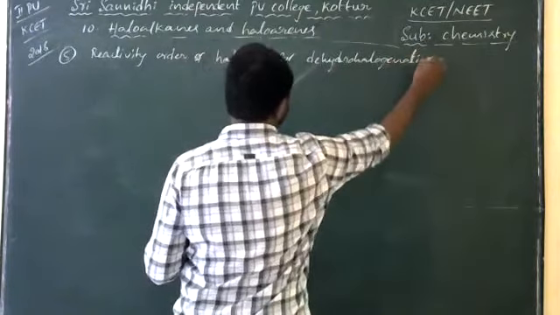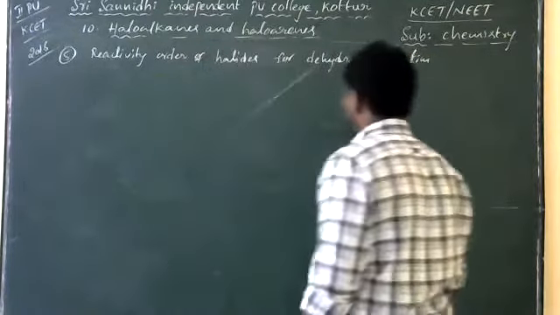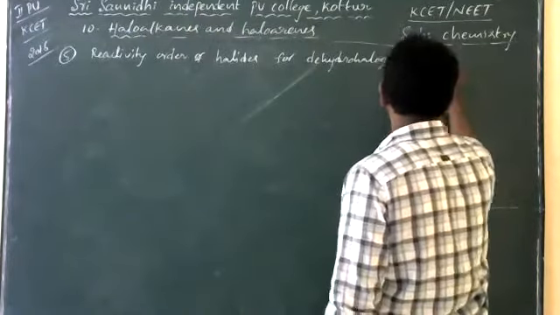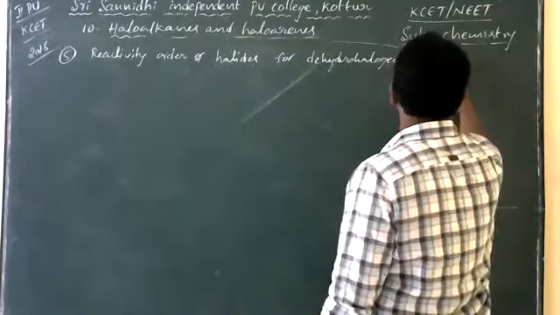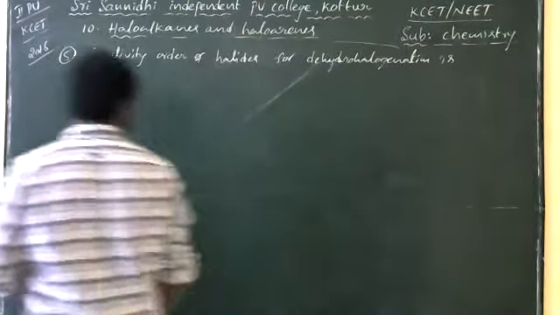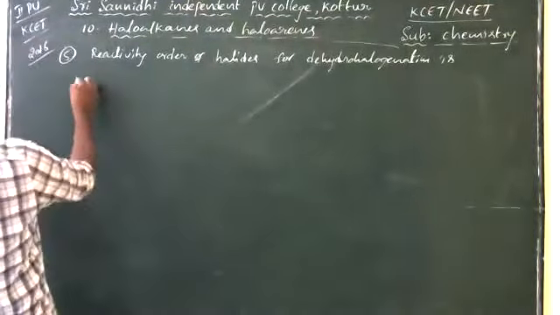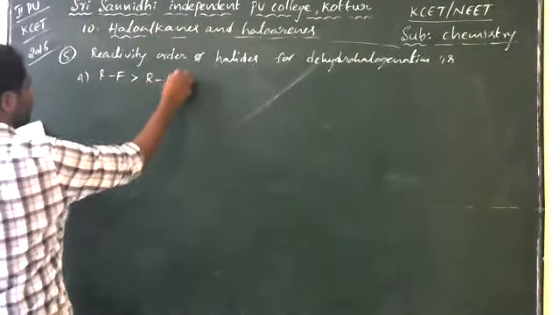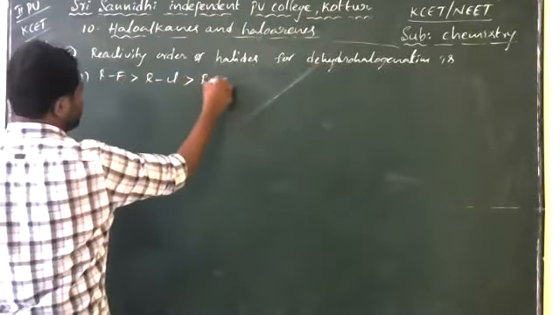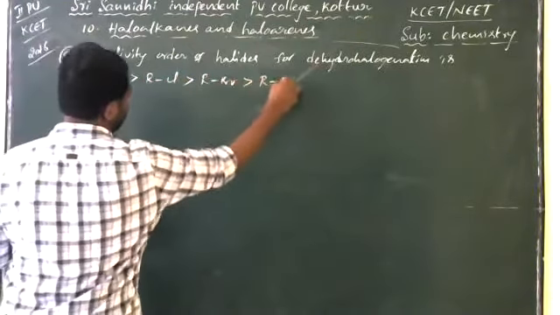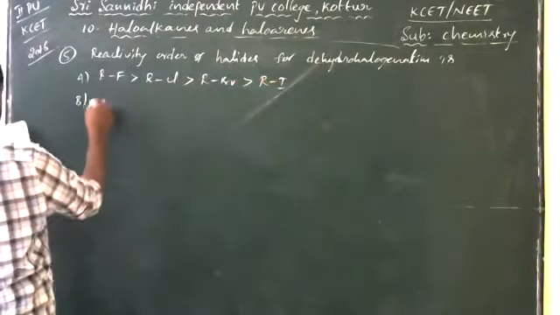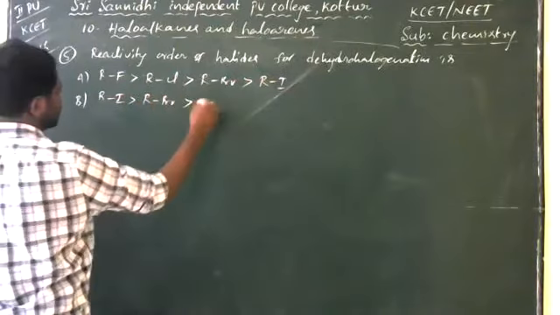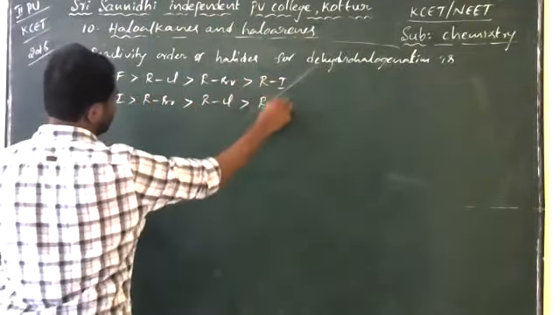The best dehydrohalogenating agent, you know well, is alcoholic potassium hydroxide, alcoholic KOH. Dehydrohalogenation is right. And what is the reactivity of carbon halides? He just asked about the halides. Option A is RF, RCl, RBr, RI. Next, option B, RI, RCl, RBr, then RF.